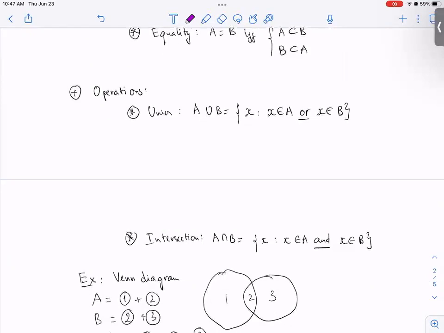Now, in addition to relations, we can also define several operations on sets. The first operation on sets is union. We say that A union B is a set that satisfies the following property. X is an element in this set if and only if X is an element in A or is an element in B. So the union here is really the combination of the two sets together.